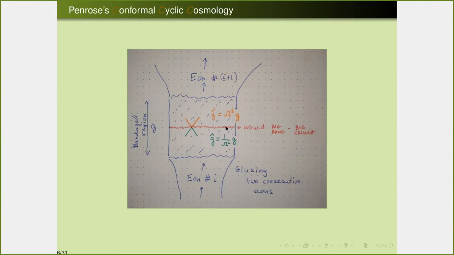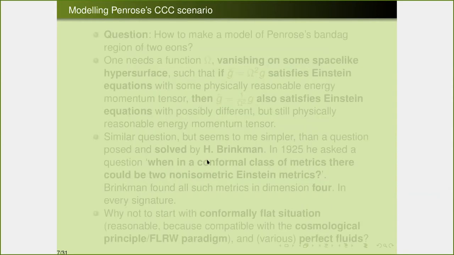And the wound is either big bang. On this entire region, there is this bandage, and on this bandage region there is this regular metric G, okay? So I will be talking today essentially about this region which is dashed here on this picture. Okay. So a question arises: how to make a model of Penrose's bandaged region of two eons.